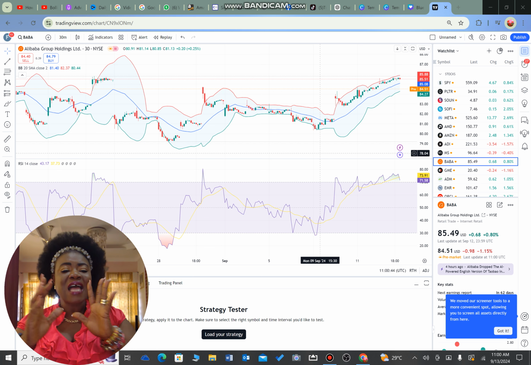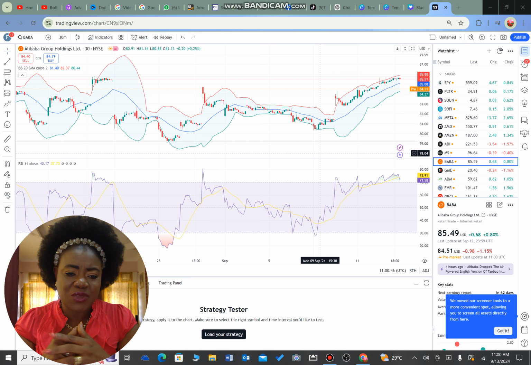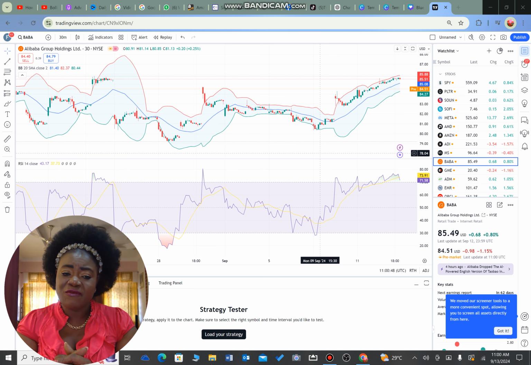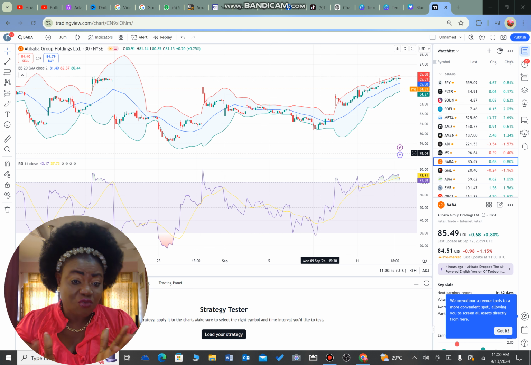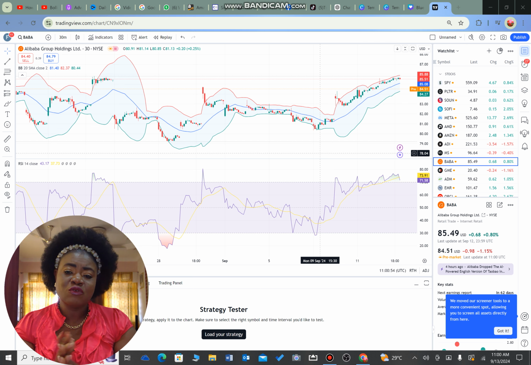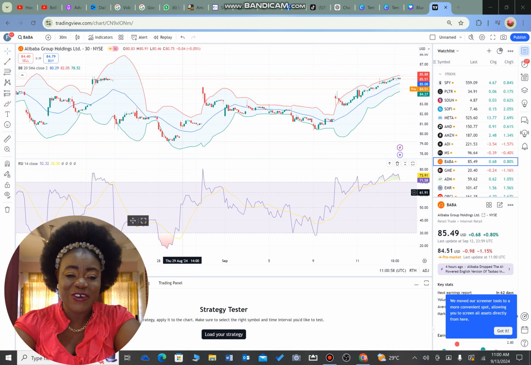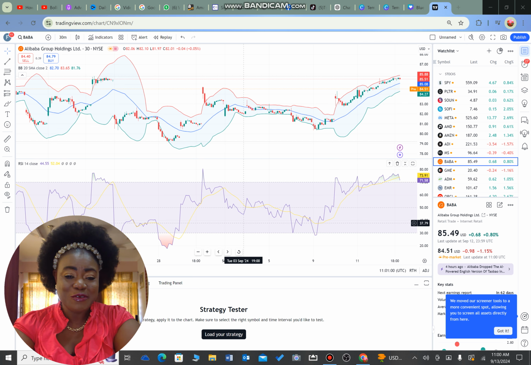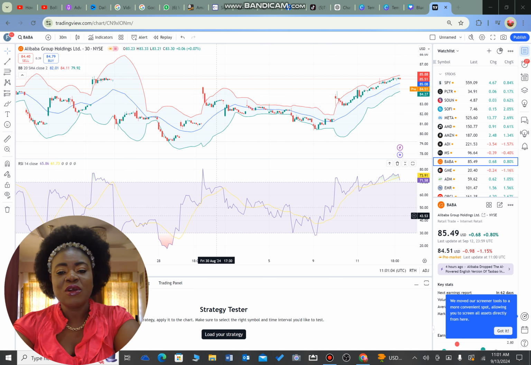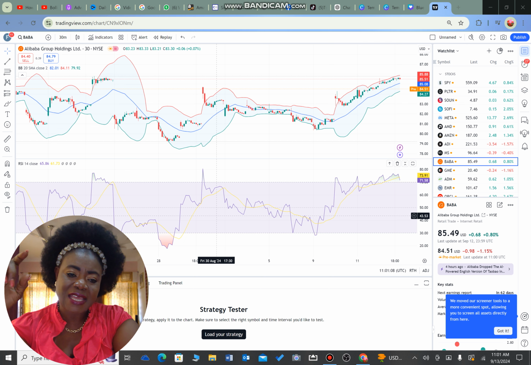So this is how you can combine these two indicators to make very informed decisions on your trades. You don't want to enter into a trade and before long you are out of it, stopped because it has hit your stop loss. So I want to encourage you to use the RSI alongside the Bollinger Bands for a second layer of confirmation before you take your trades.